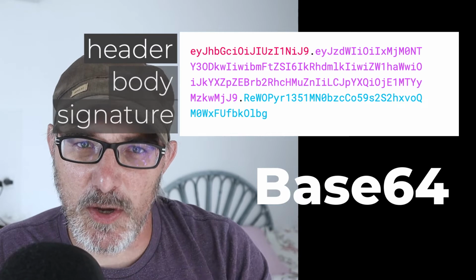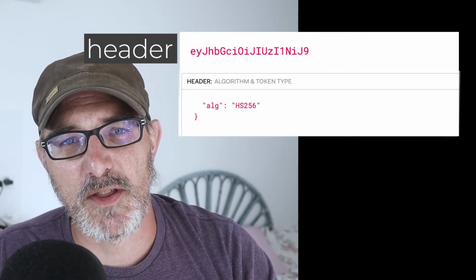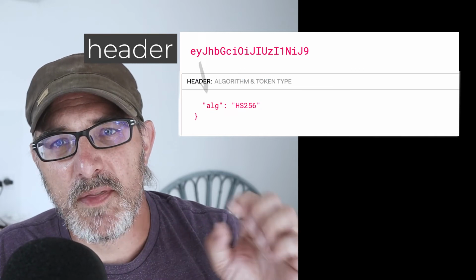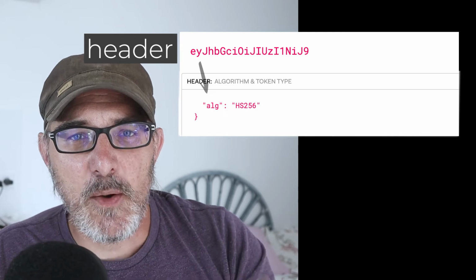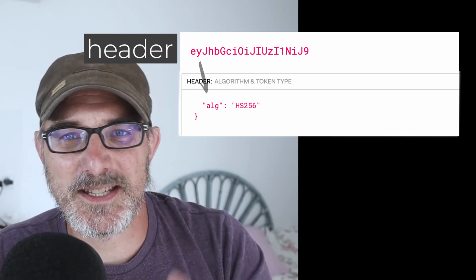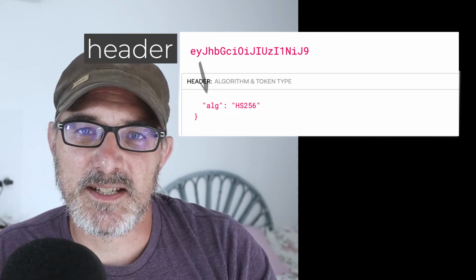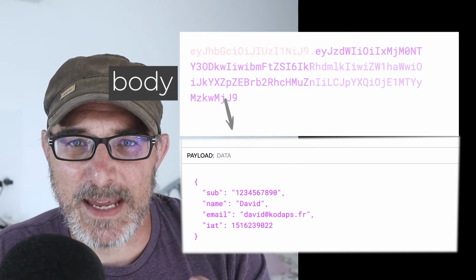Now let's have a look at these 3 parts. First, the header. It specifies the algorithm used for the signature with the ALG field, meaning algorithm. Here in this example, the HS256 indicates that the token is supposed to be signed with a key in SHA 256. The second part, the body, contains the claims.